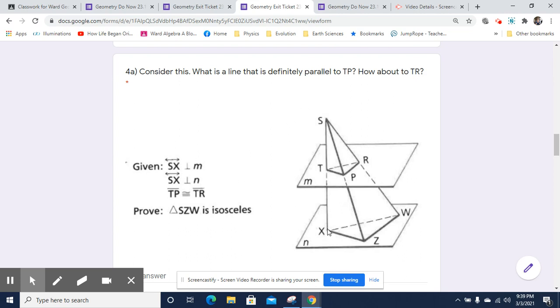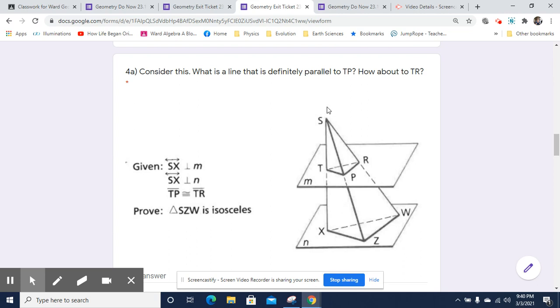SX is perpendicular to plane M and also plane N, what that means is that any line that goes through the foot of SX, and in this case it's T, and in this case it's X, any line that lies on that plane is going to be perpendicular. And two lines that are perpendicular to the same line are going to be parallel. So TP is going to be perpendicular to ST, and XZ is going to be perpendicular to ST here.